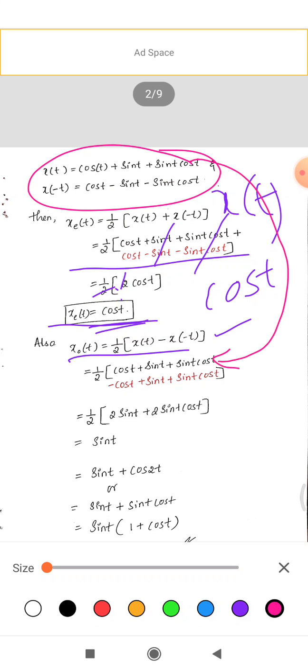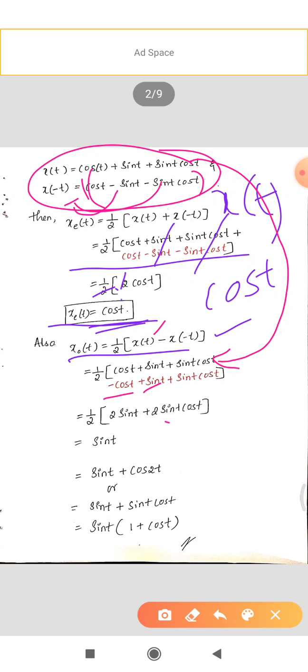Substitute these two. x of t we have substituted here, that is cos t plus sin t into cos t. Then minus, you keep it like that only, then you multiply this entire thing with the minus sign. So minus cos t, right? Here minus cos t. Then minus into minus gives plus sin t, so it is plus sin t. And minus into minus gives plus sin t into cos t.